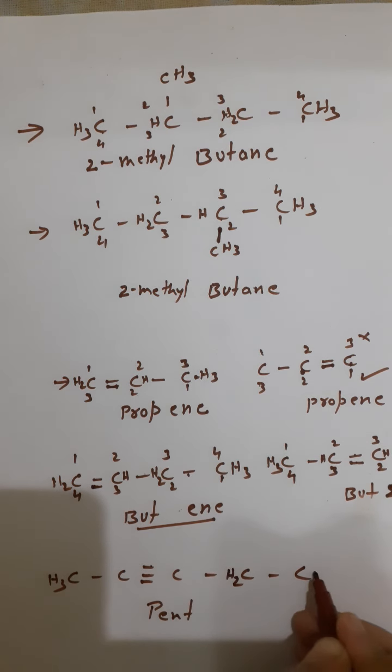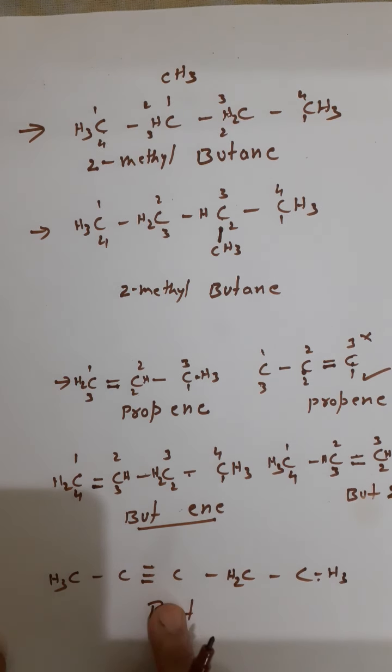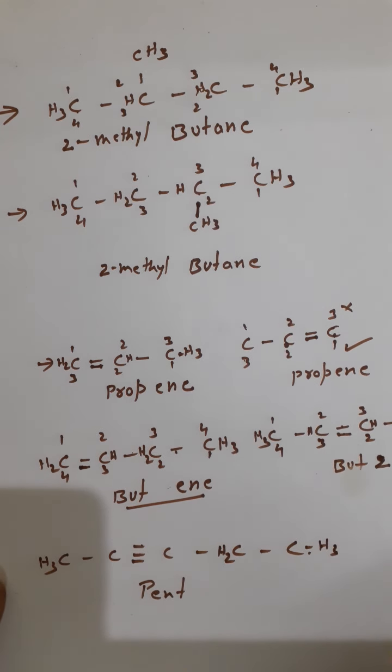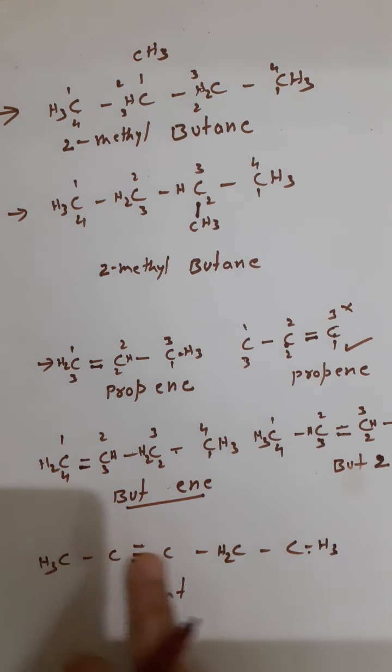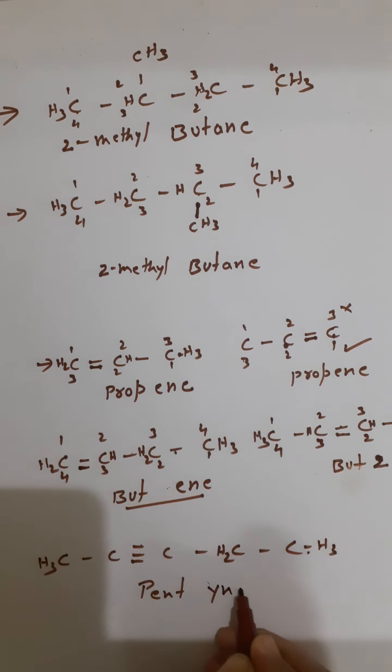So 2 here. How many? 3. So this is the complete structure. Now let us start the naming. So rule 1, we have given the first name, the parent name, is what? Pent. Then comes what? Where is the bond? What type of bond is there? Triple bond. So that is ine. Now we know that it is an alkyne group.